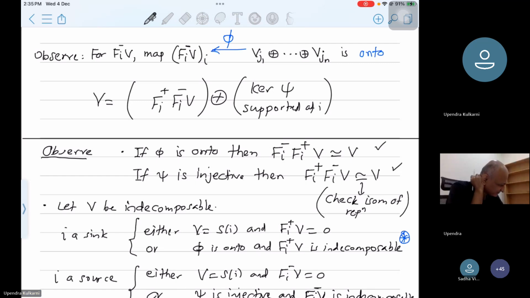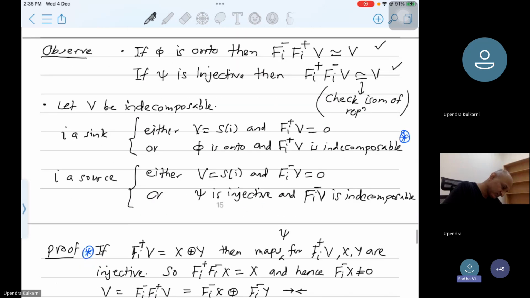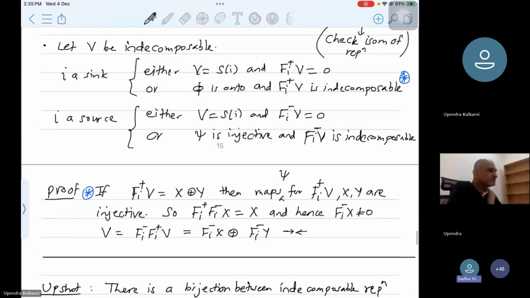And one more thing is, if you take an indecomposable which is not supported at a source or a sink, which is supported somewhere far away, then your bijection maps identity, right? This has to be seen a bit carefully. If your simple module K is sitting at a place which is not adjacent to I, then nothing will change. However, if the simple module K is supported at a neighbor of I, then interesting things will start happening, as we saw yesterday.